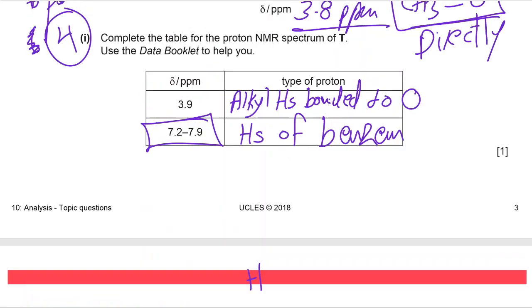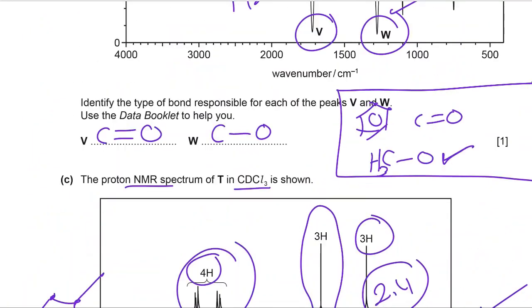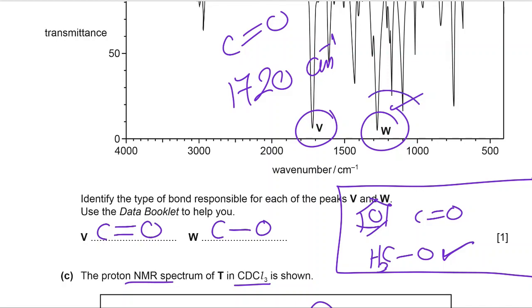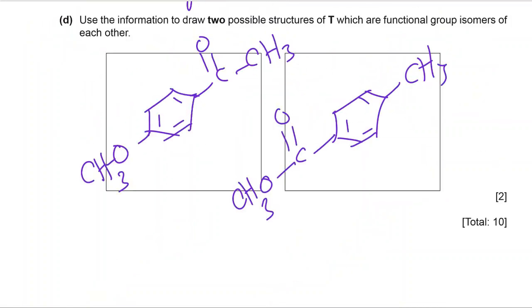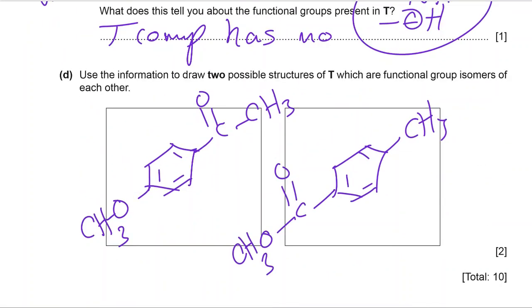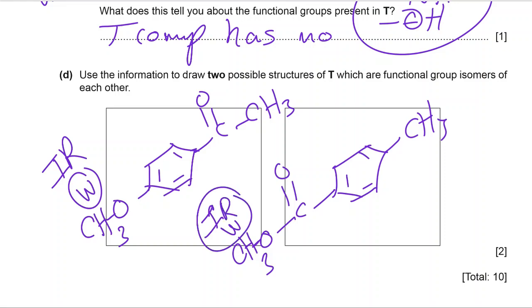Let's come back to the infrared spectroscopy. Infrared, W. This W could be for this part, here we have this one, W in the IR, or this one here. Now V in the infrared spectroscopy could be this one, or this one.